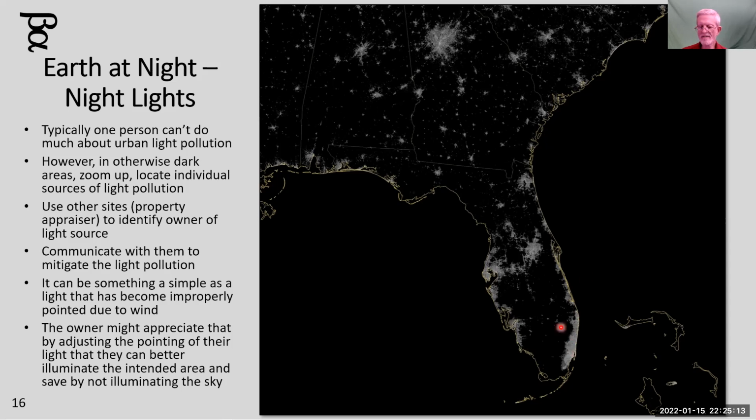So if you're looking for individual lights, you can probably find some out here. But once you get into the blob, finding individual lights is kind of a, you're not going to get the whole city to get dimmer.